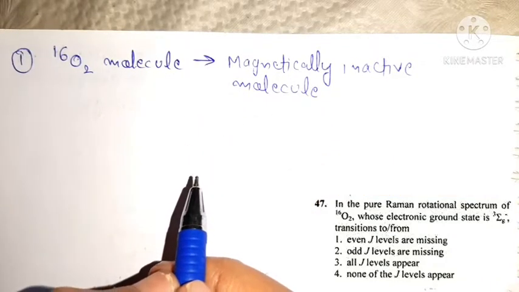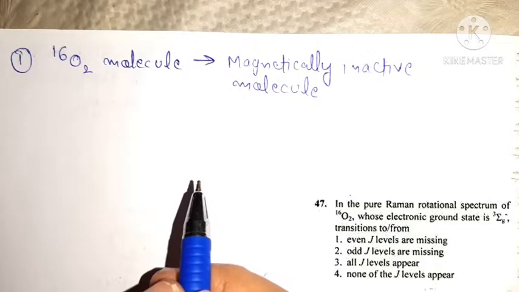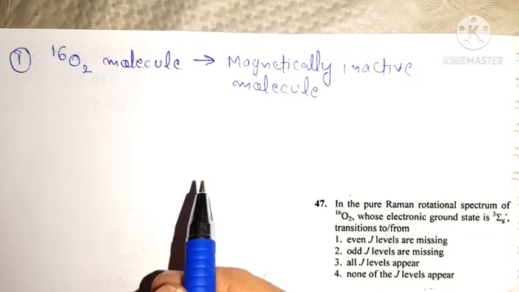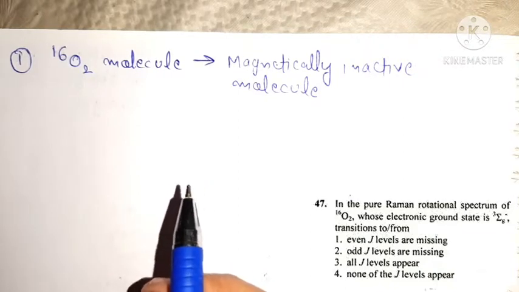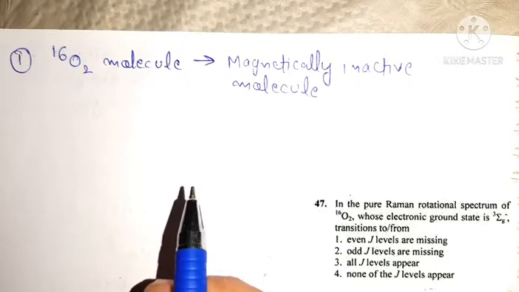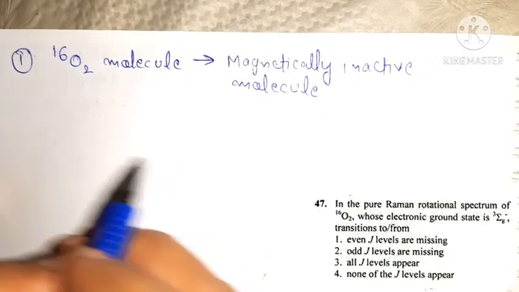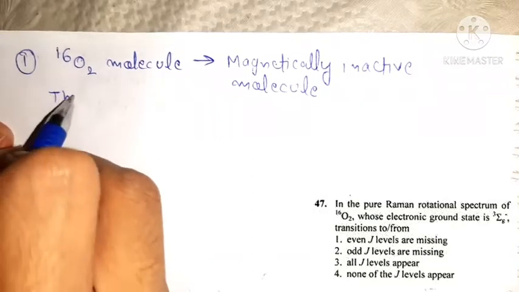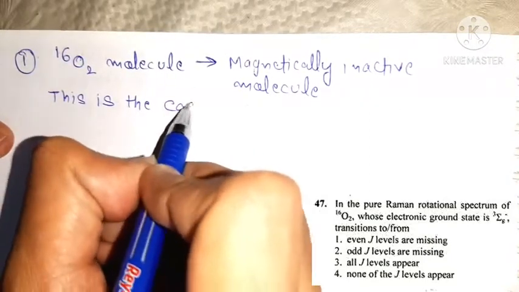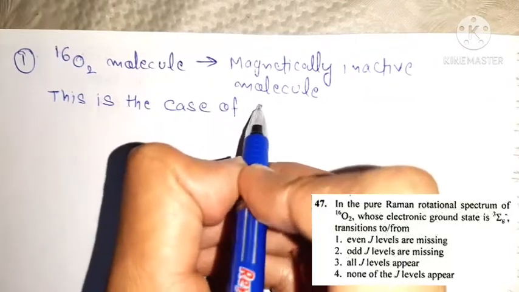So friends, when you carefully observe all your options, that is what levels are missing or what levels appear, so what we conclude on the basis of your given options is that this is the case of abnormal Raman spectra.